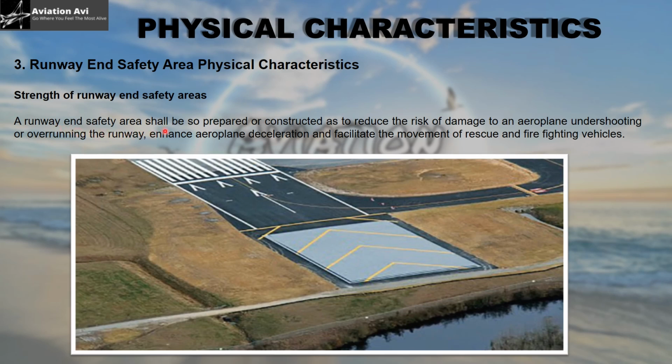Now that we have understood the dimensions and the slope, let us look at the strength of the RESA. The runway end safety area shall be prepared or constructed to reduce the risk of damage to an aeroplane undershooting or overrunning the runway, and also enhance the deceleration of the aircraft, but it shall be strong enough to facilitate the movement of rescue and firefighting vehicles. Now this surface should always help in decelerating the aircraft, but it should also be strong enough to facilitate the movement of rescue and firefighting vehicles in case of emergencies.